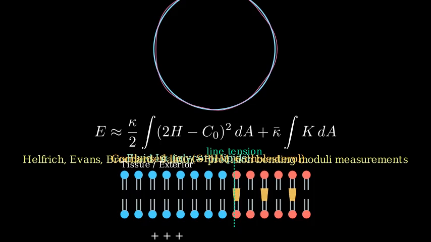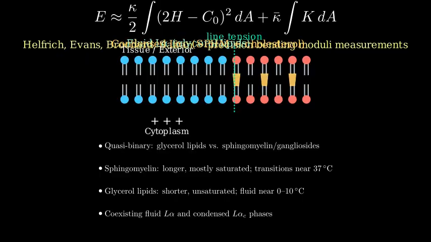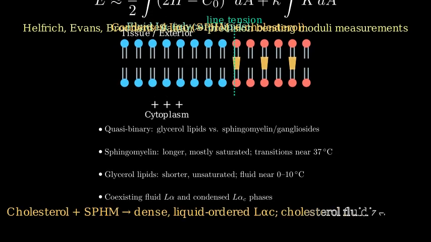How can we summarize the thermodynamics of mixtures observed in many membranes? First, mammalian phospholipids can be approximated as a quasi-binary mixture, glycerol lipids versus sphingomyelin including gangliosides. Sphingomyelin has long, mostly saturated chains and transitions near body temperature. Glycerol lipids have shorter, more unsaturated chains and melt near 0 degrees Celsius, forming a fluid L-alpha phase. Second, cholesterol prefers saturated chains and fluidizes solids, forming a dense liquid ordered solution together with sphingomyelin, the L-alpha C phase.